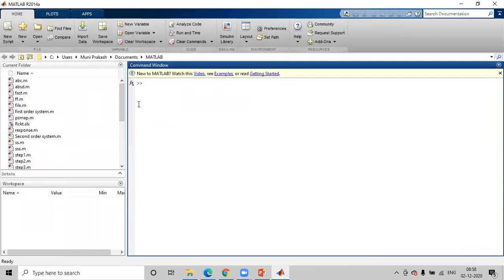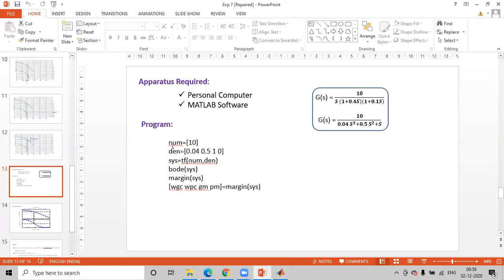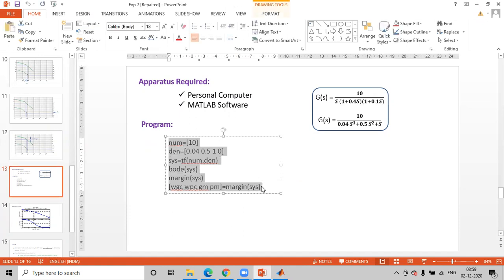So here in the MATLAB software, we'll enter the programming part in the script file. I'm opening the script file. The program is already there in the slide, so I will copy the program directly from this slide.